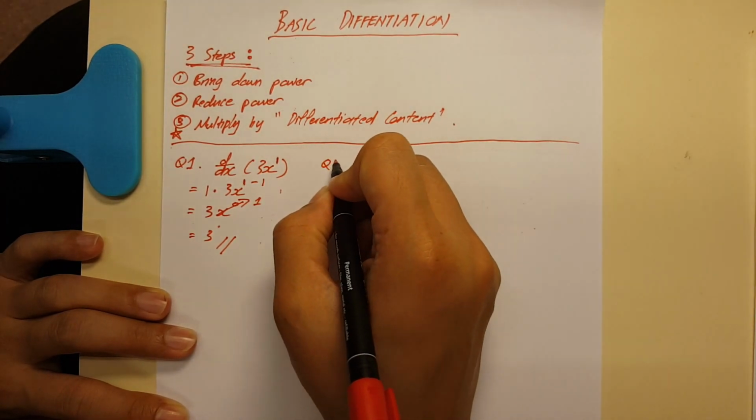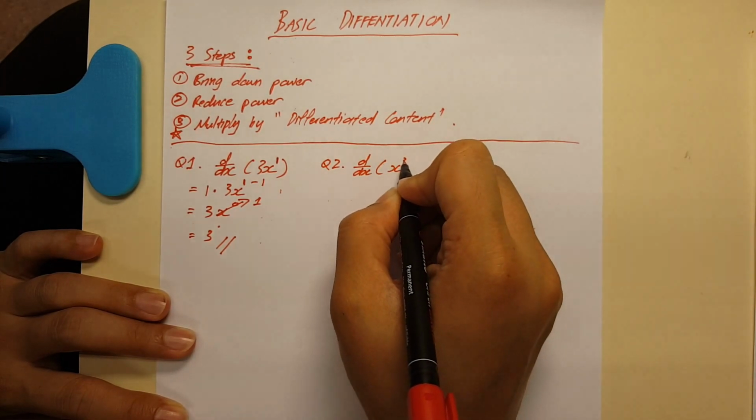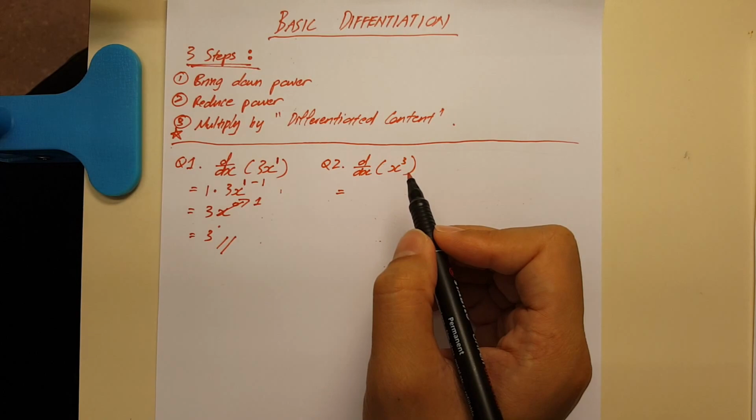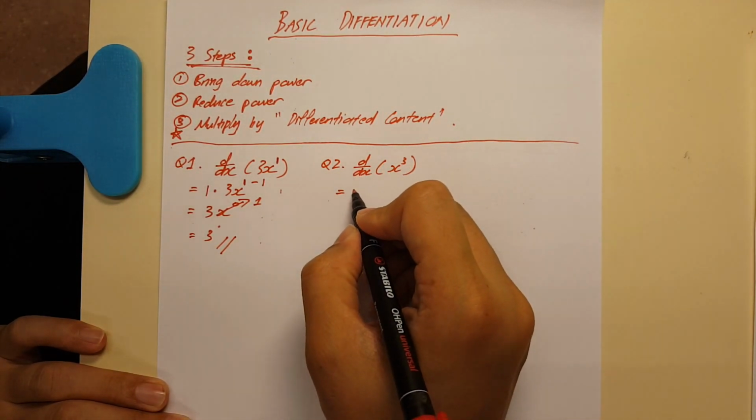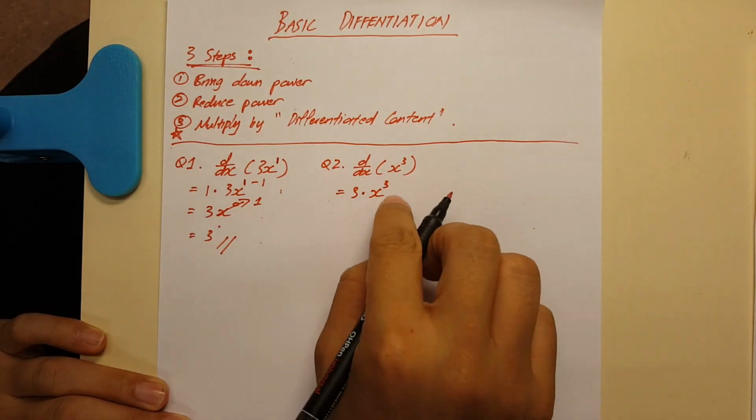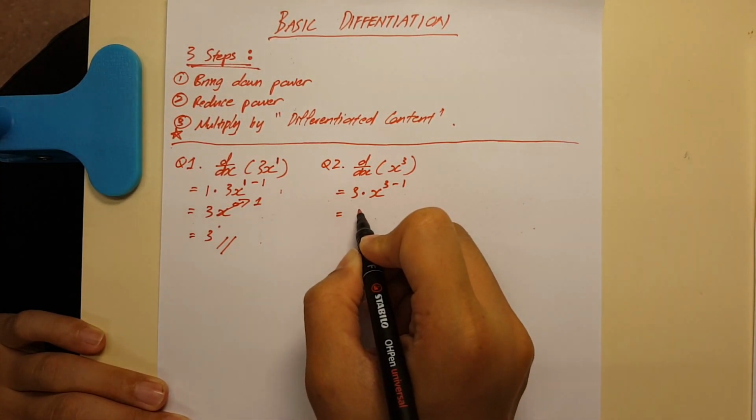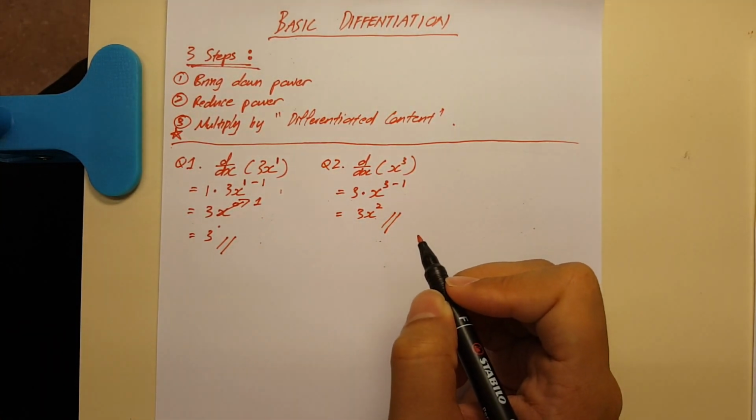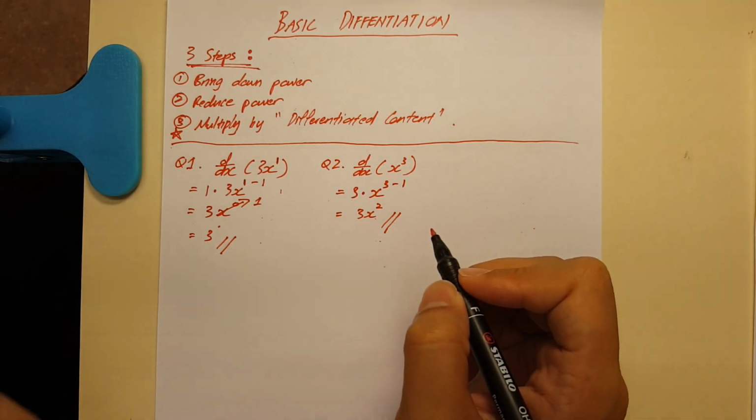Now moving on to question 2, you're going to differentiate x cubed. So likewise, I'm going to apply the first 2 steps, right? 1 and 2. I'm going to bring down the power, 3. I'm just going to copy this down. I'm going to reduce the power by 1, right? I'm just going to tidy up everything. 3x squared. And that's the answer. Very straightforward.